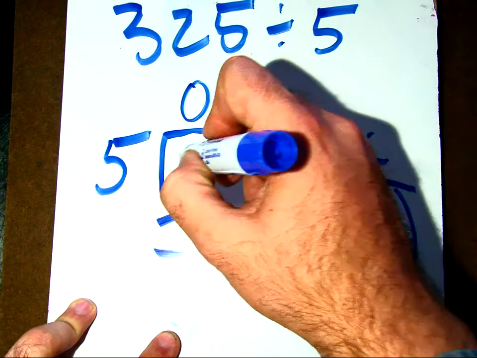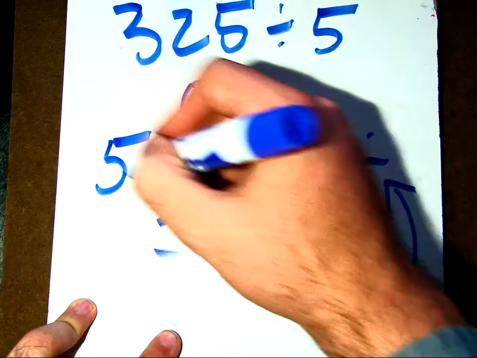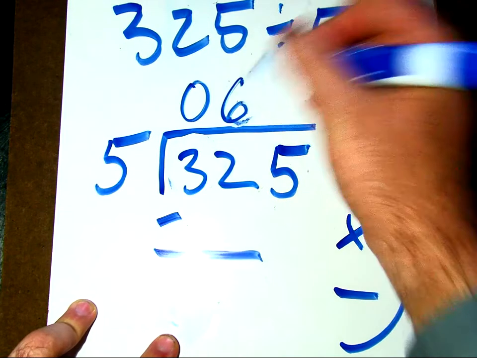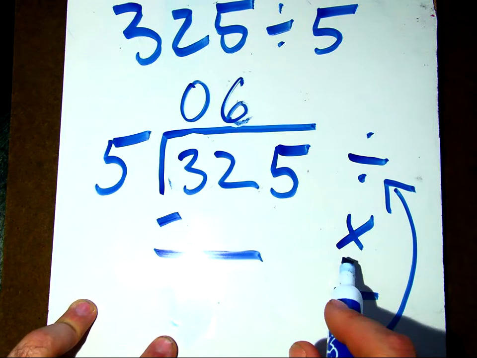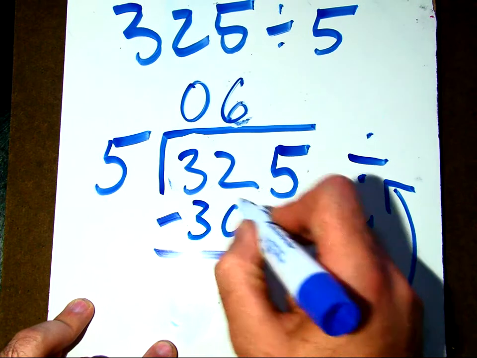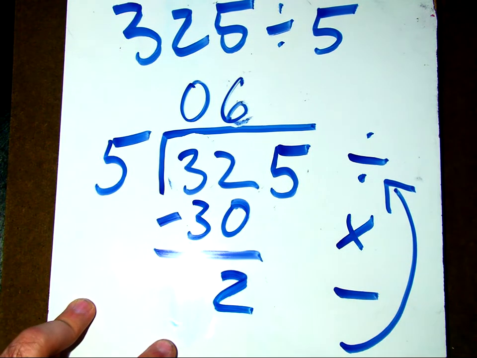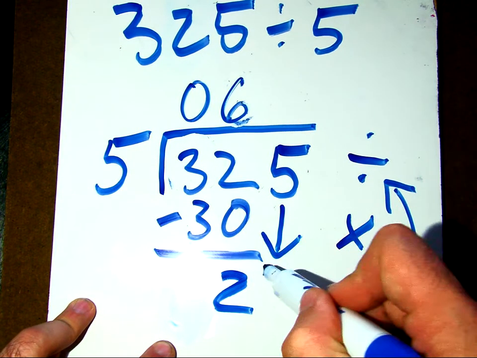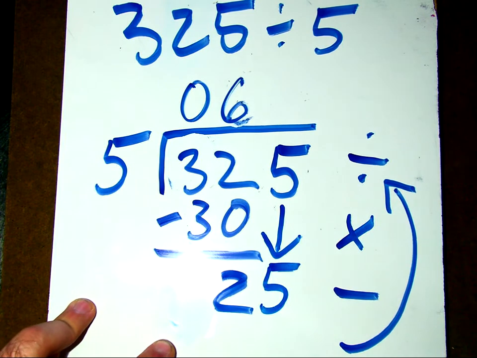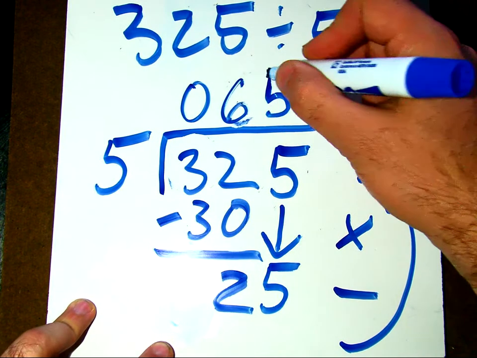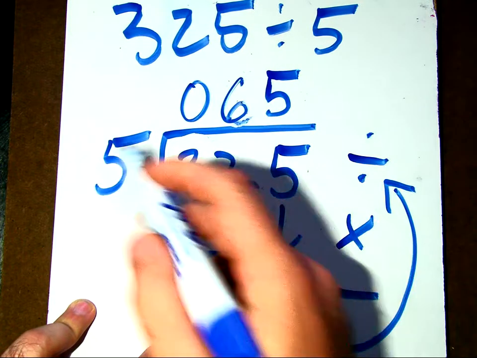In any event, we know 5 goes into 32 6 times. 6 times 5 is 30. 32 minus 30 is 2. Now we repeat by bringing down our next number. 5 can go into 25 a maximum of 5 times. 5 times 5 is 25.